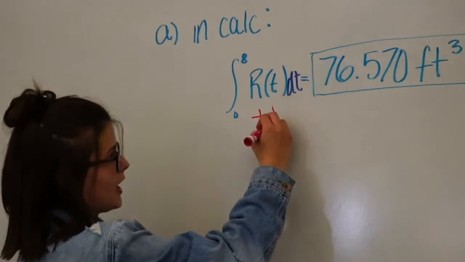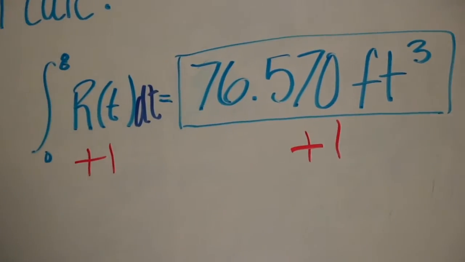Students made a mistake in this question by using 30 in the integrand or adding it to the integral, or they used r of t minus d of t as the integrand. Here you get 1 point for the integrand and 1 point for the answer.